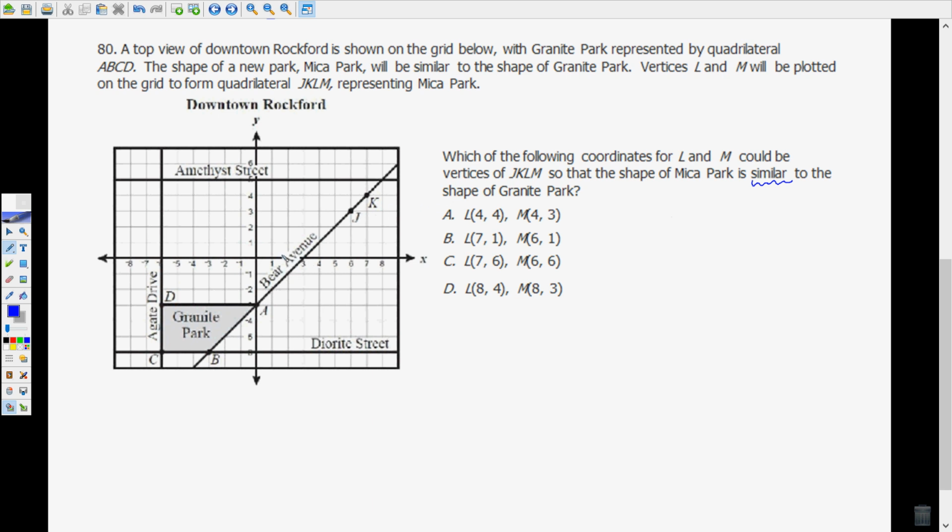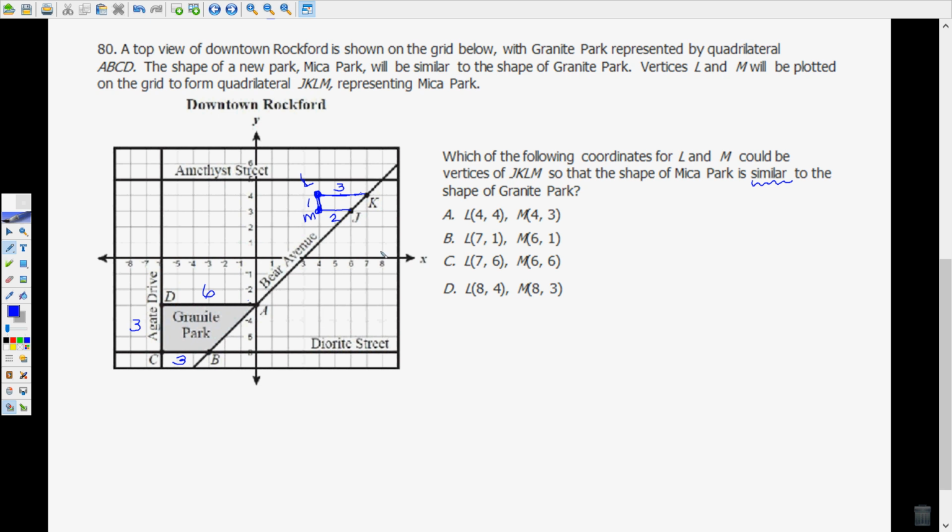Let's just look at A at 4, 4. That would be your L. And if M is at 4, 3, that's what your shape would look like. So if you check your sides, 1, 2, 3 is the length of this side, 1 is the length of this side, and 2 is the length of this side. And then this is 1, 2, 3, 4, 5, 6. This one is 3. And then this one is also 1, 2, 3.